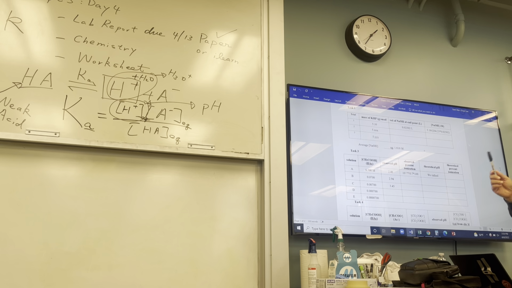Okay? Now, your burette can read down to the second decimal place. So it should be 4/6 as much. Okay?